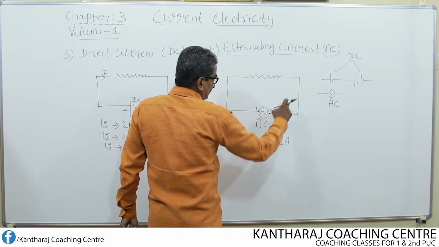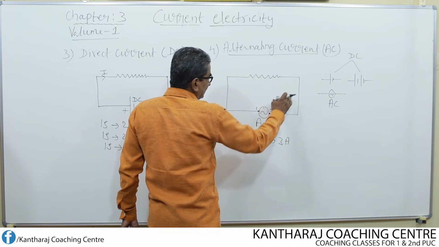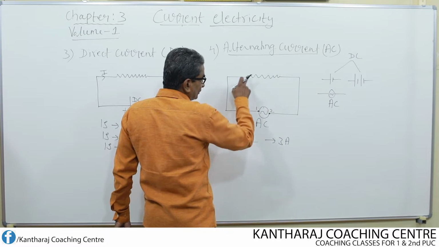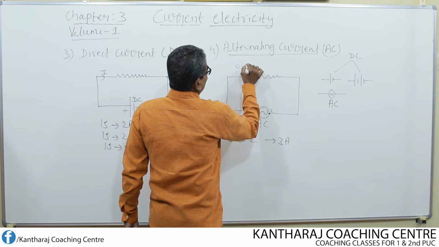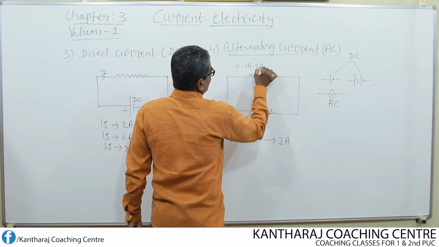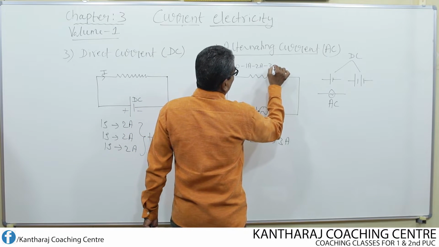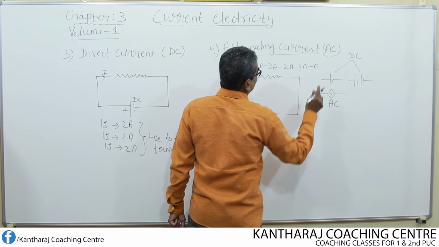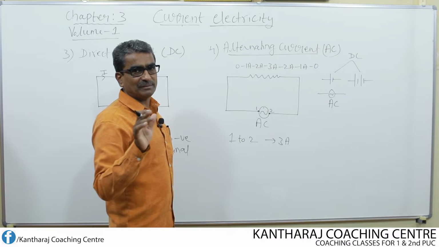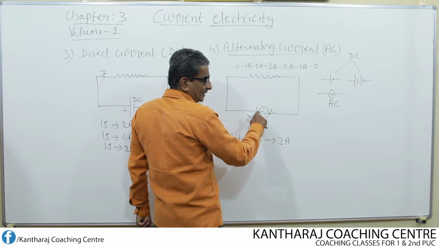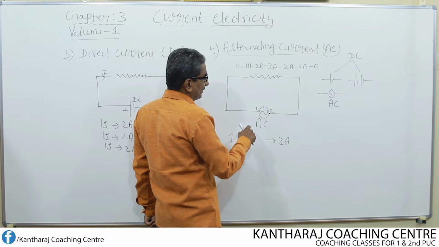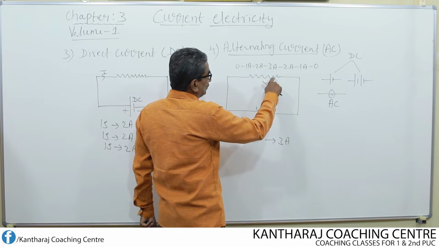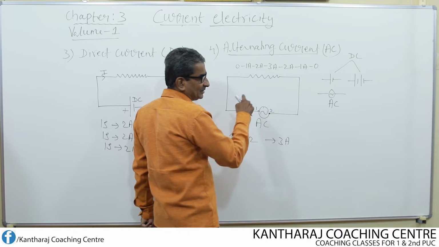From 1 to 2, what happens is the current goes on increasing. How does it increase? When the current starts flowing from terminal 1 to terminal 2 through this wire, 0 will become 1 ampere, 1 ampere will become 2 ampere, 2 ampere will become 3 ampere, again 3 will become 2, 2 will become 1, and 1 ampere finally becomes 0. This is what happens when the current flows from end 1 to end 2 through this wire.